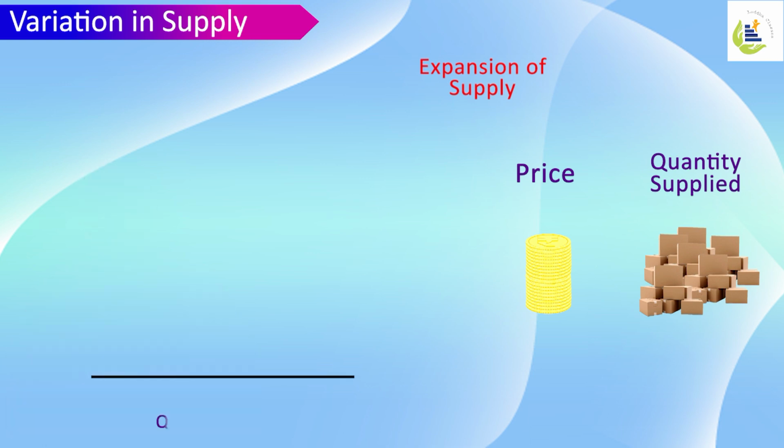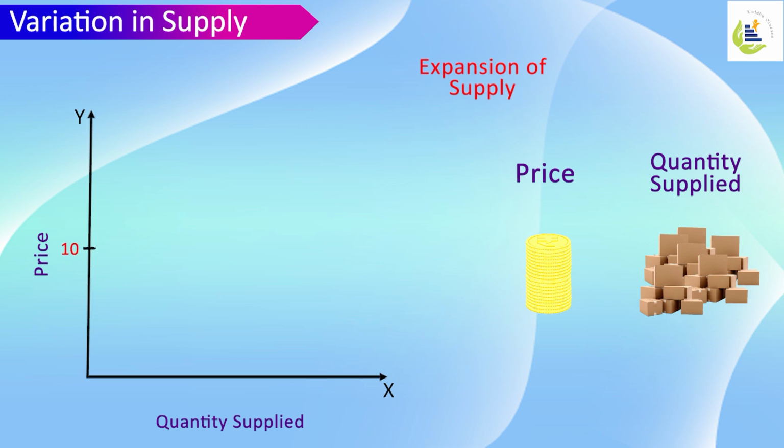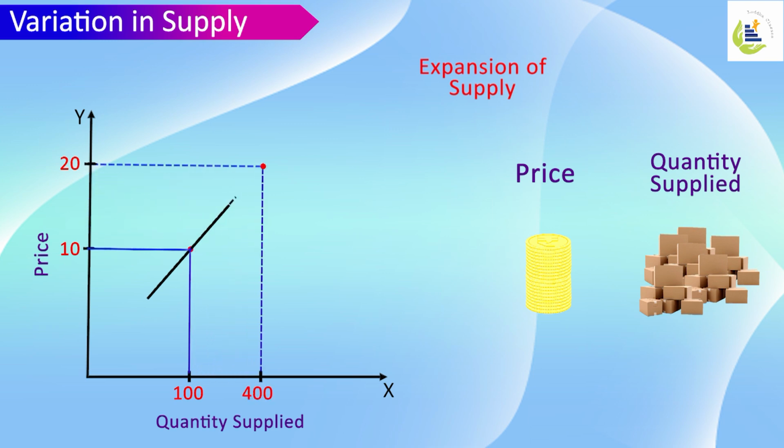Let's say on the x-axis is quantity supplied, and on the y-axis is the price of the commodity. When the price of a commodity is 10 rupees per unit, the quantity supplied is 100 units, and this point lies on the supply curve. When the price changes from 10 rupees per unit to 20 rupees per unit, the quantity supplied changes to 400 units. I see a new point on the given supply curve.